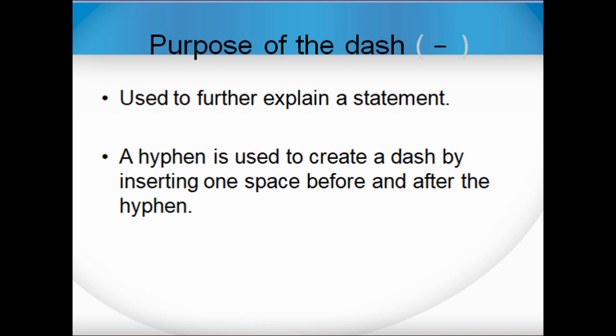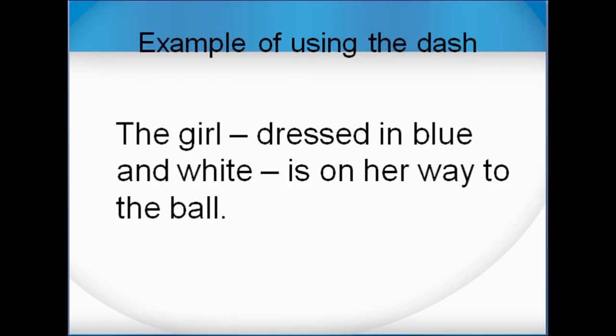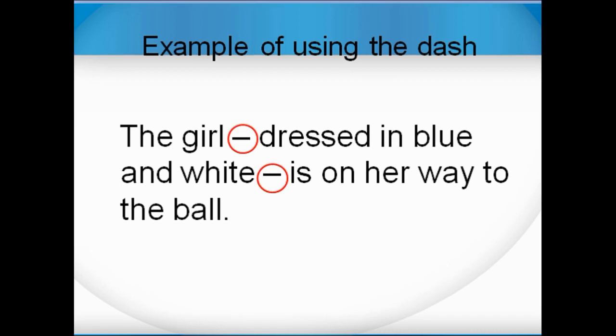So let's look at the example of using a dash. Let's read the example here. The girl - dressed in blue and white - is on her way to the ball. Let's read again. The girl - dressed in blue and white - is on her way to the ball. You have noticed that the dash splits the sentence into parts here. So let's read the first part, the girl. The sentence is talking about a girl, and then they place a dash there.